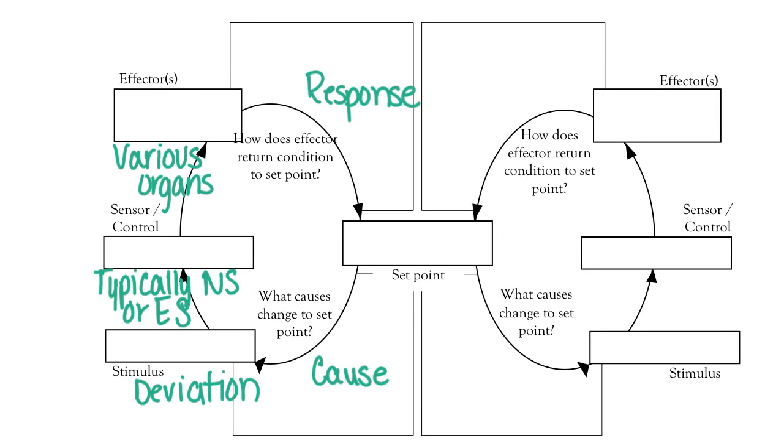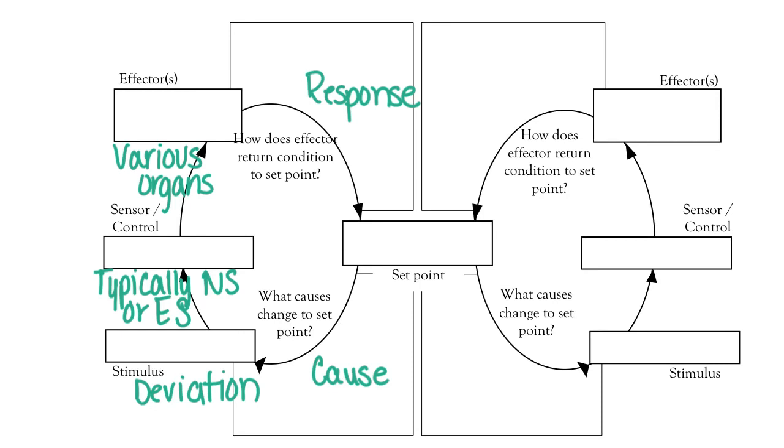So here's a typical negative feedback loop. Again, set point is going to be the ideal condition that any kind of change away from is going to lead to some kind of response that returns you back to that set point. The entire idea of a negative feedback loop is that if you deviate away from your set point, then you're going to have some kind of response that brings you back.